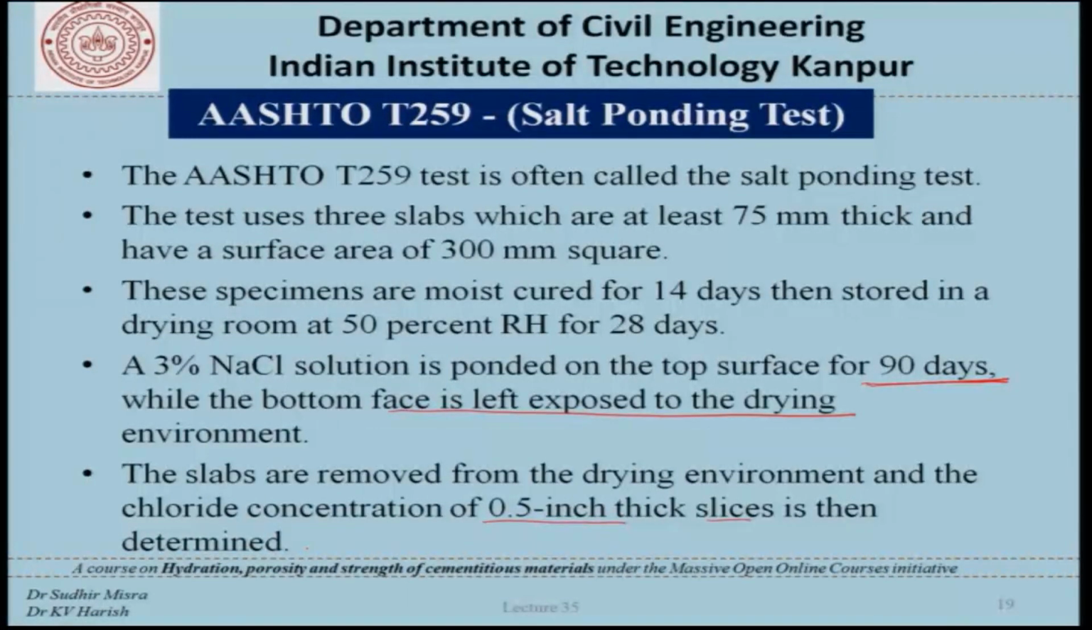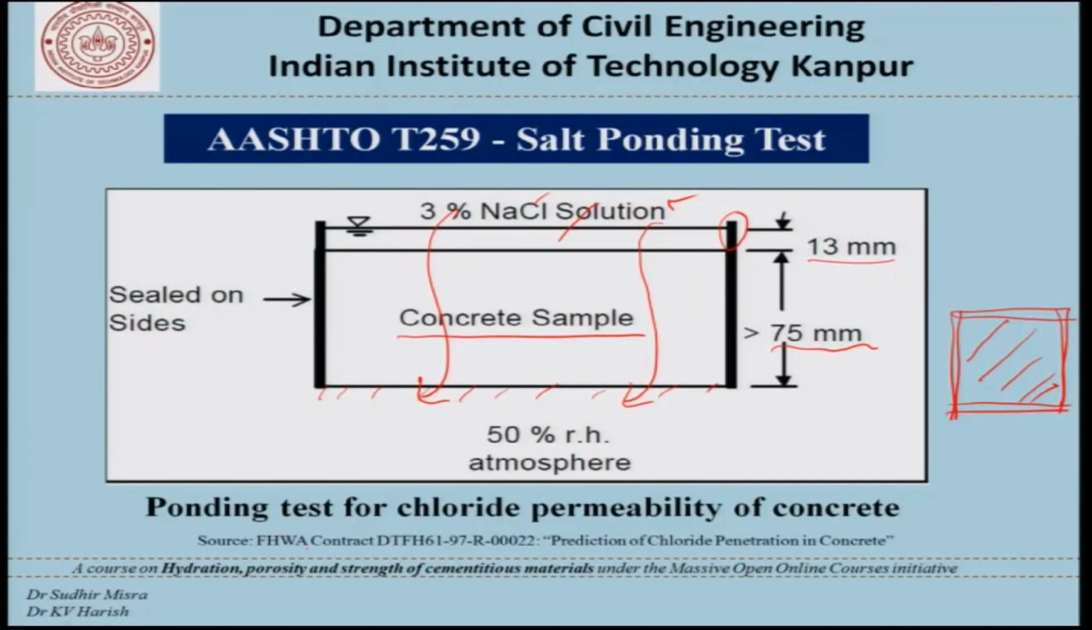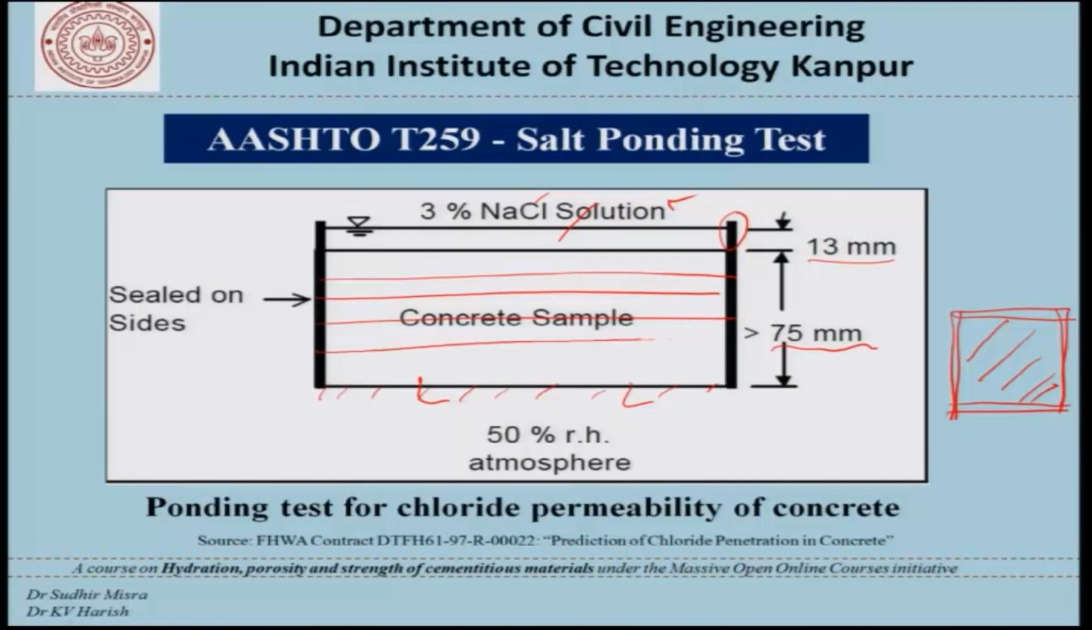So, basically what is being done is that after the completion of this test, we try to figure out how much chloride has penetrated in different layers of this concrete. What is the expected result? If the concrete is impervious, it has very low chloride permeability.